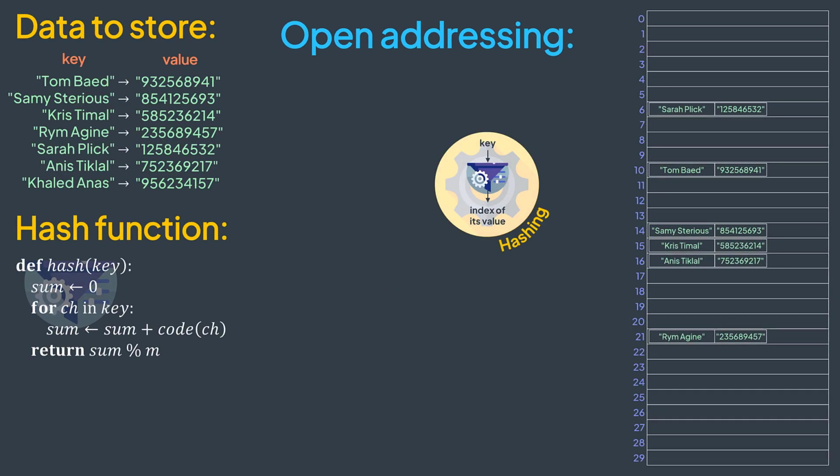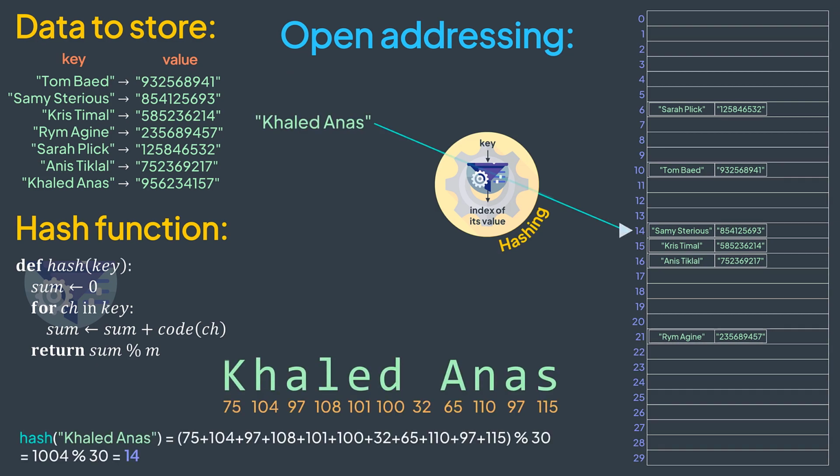For example, we have this hash table and we want to insert the last pair, Khaled Anas and his number. We hash the key, Khaled Anas, we find 14. But the spot 14 is occupied, so we check 15. The spot 15 is also occupied, so we check 16. 16 is also occupied, so we check 17. 17 is empty, we can put our key value pair there. Here also, we need to store the key, as you can see, to be able to find the value we're searching for when there are collisions.